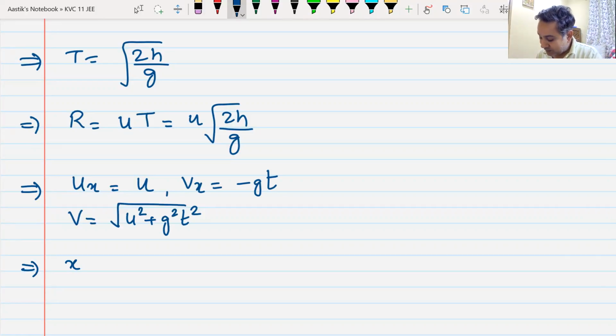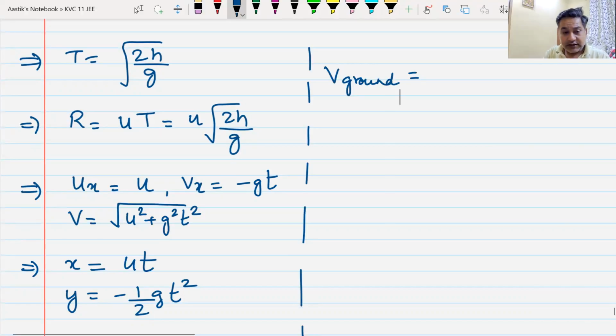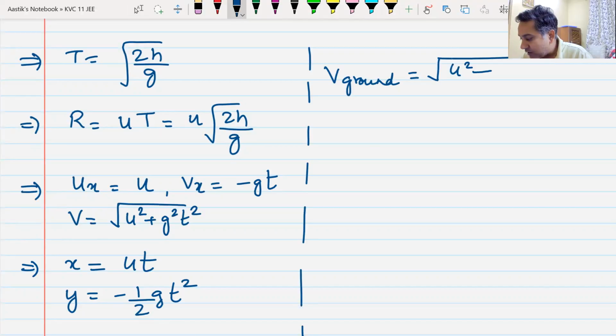At any point, if you want to find the value of x, it will be u into t. At any point you want to find the value of y, it will be minus half g t squared. The last thing that you must understand is the velocity with which it hits the ground. Sometimes they ask you the speed with which it hits the ground. That will be equal to the square root of final velocity x squared plus final velocity y squared. And when you simplify, it comes equal to root of u square plus 2gh. So these are the formulas that you have to remember.